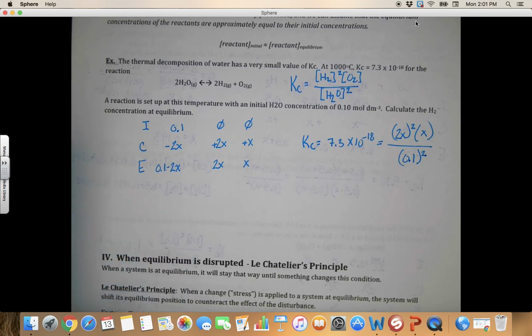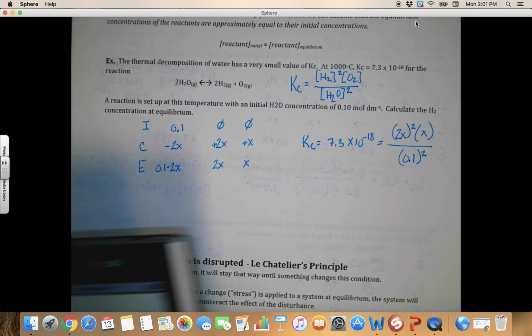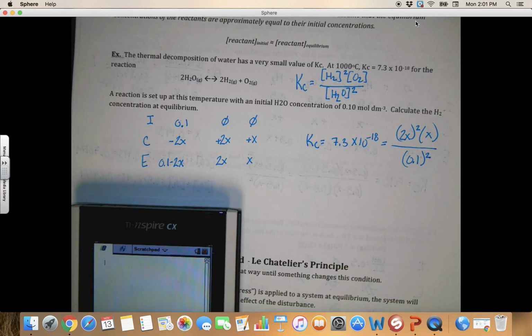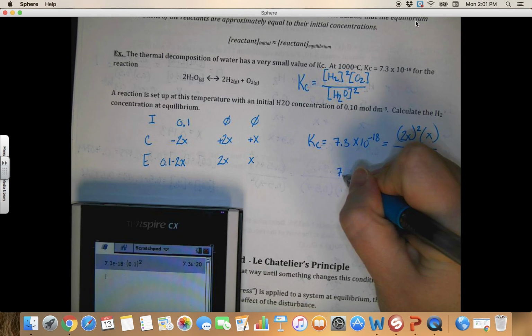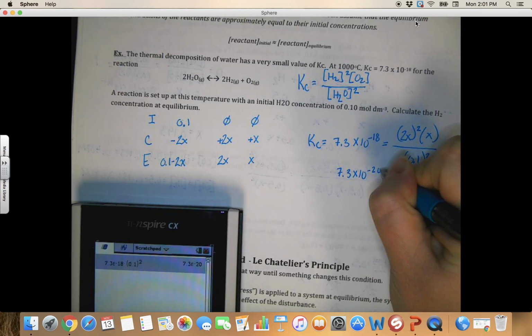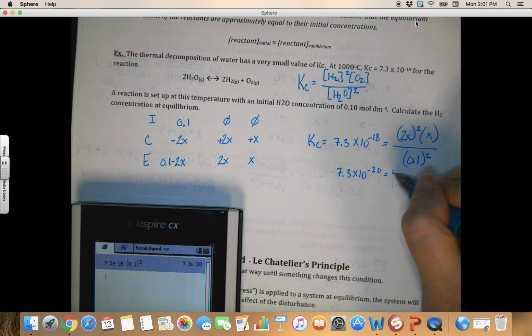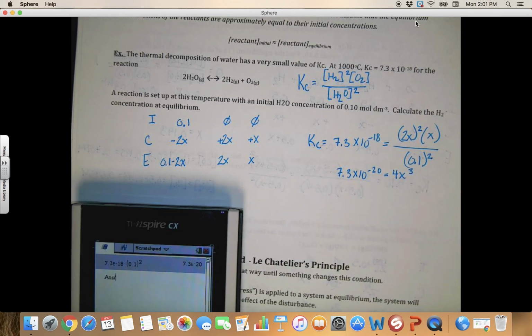All right, and we're going to use our math skills. So what I'm going to do, I'm going to multiply both sides by that 0.1 squared. So 7.3 times 10 to the negative 20 equals, that'll be 4x cubed, so divide by 4. And then I'm going to take the cube root.